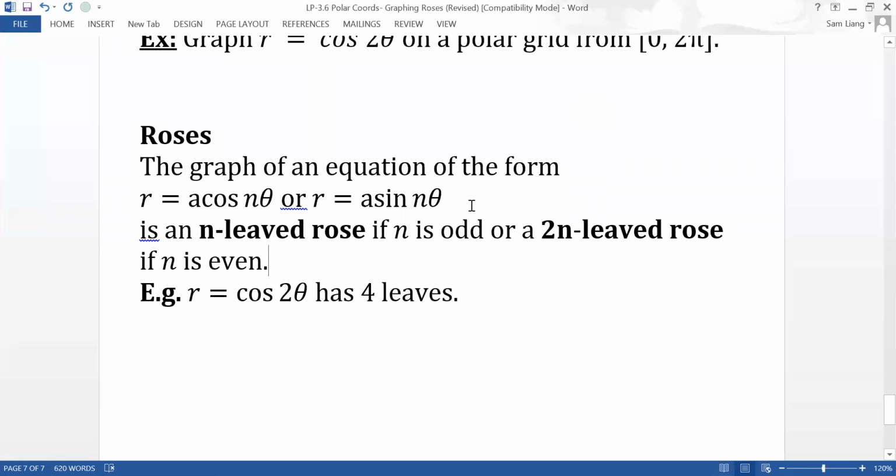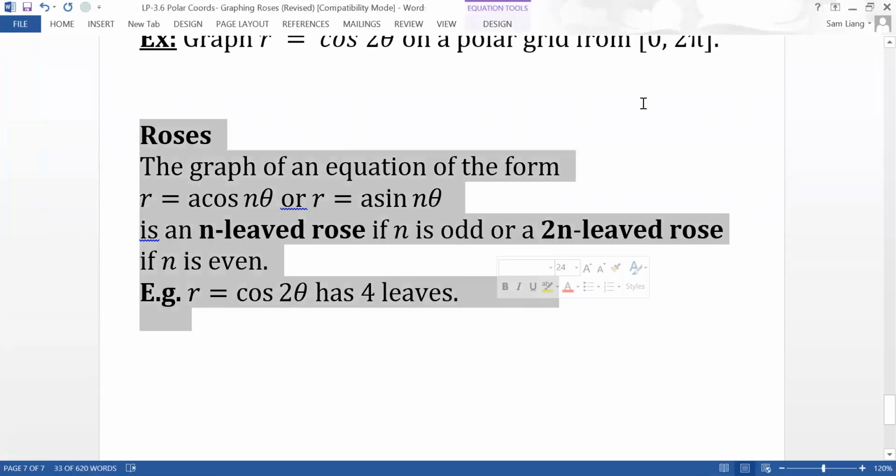Anyways, hopefully through this unit you saw the purpose of polar graphs. Some graphs like the rose are more naturally derived through polar coordinates. With that being said, does anyone still need this slide here?